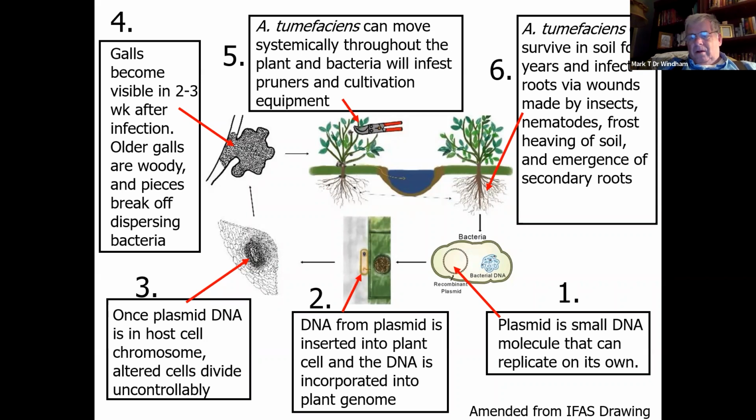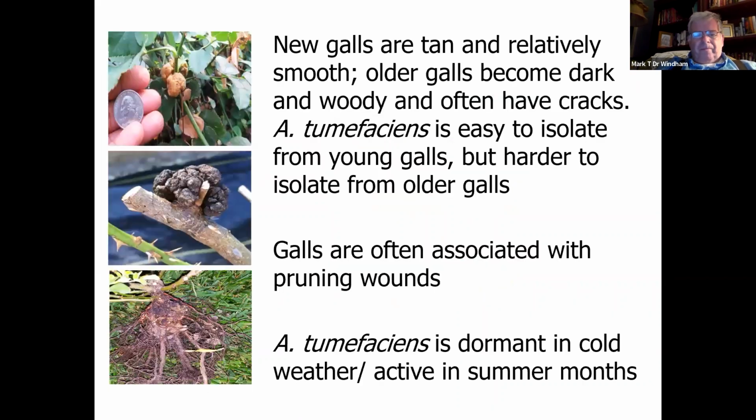So it's almost impossible to keep the bacterium out of the root once the soil has been infested with the bacterium. New galls are tan and relatively smooth. Older galls become dark and woody and have cracks. It looks a lot like a brownish black head of cauliflower is what they look like. The galls are often associated with pruning wounds when we have them up in the canopy. But galls can appear anywhere once the plant becomes infected and it goes systemic.